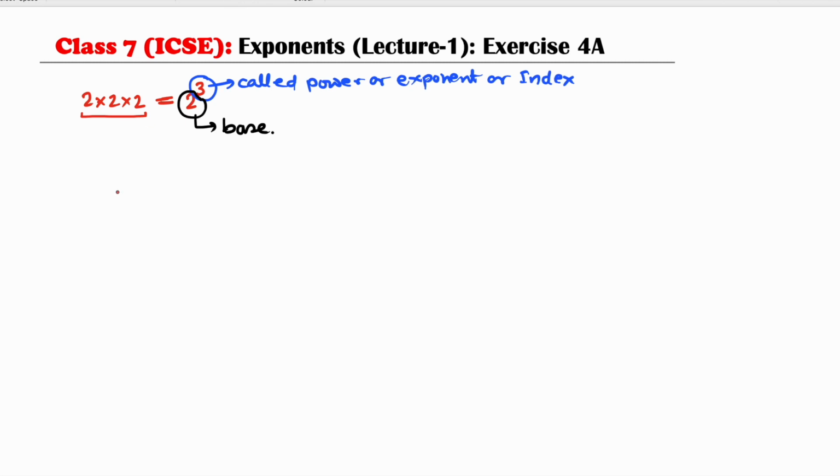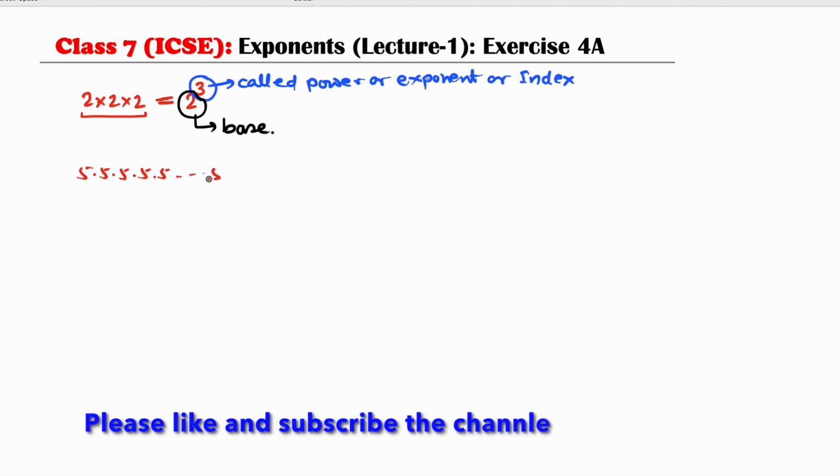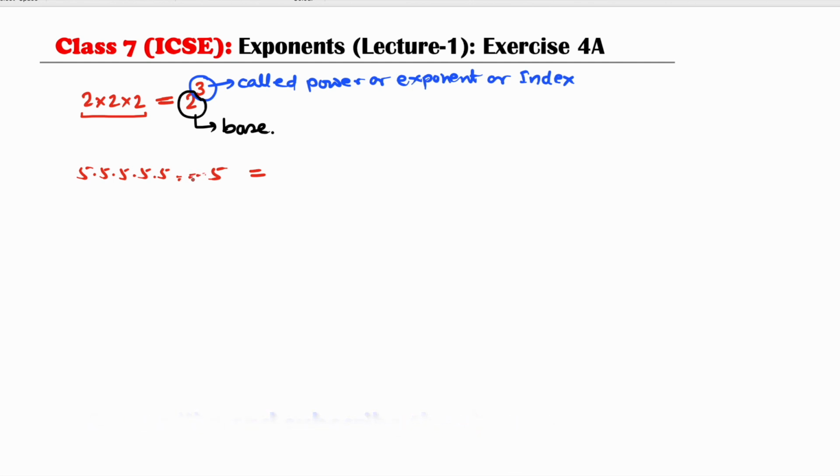Suppose we multiply 5 5 5 5 5 5. Here we have written dot dot dot. It means we have to write how many times it is. Suppose this is 20 times. Then how do you write this in power? The base is 5 and the power will be 20. So this is 5 to the power 20.